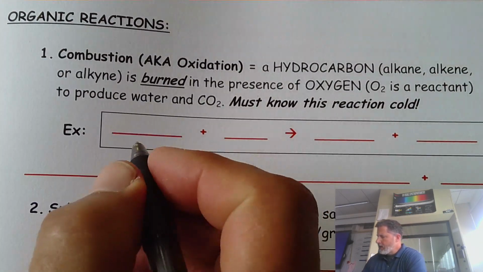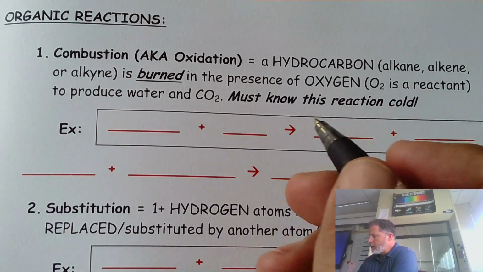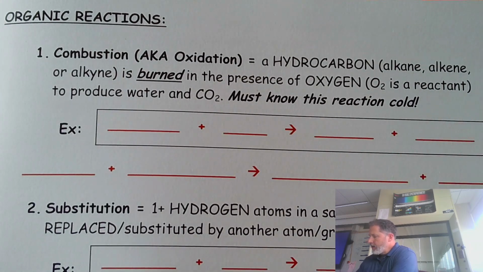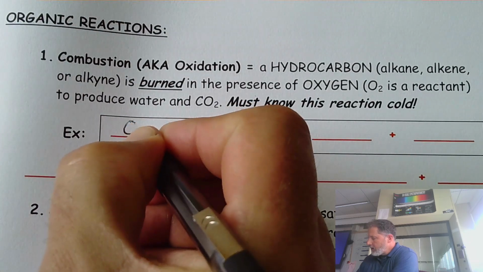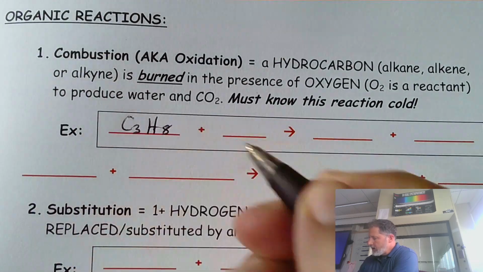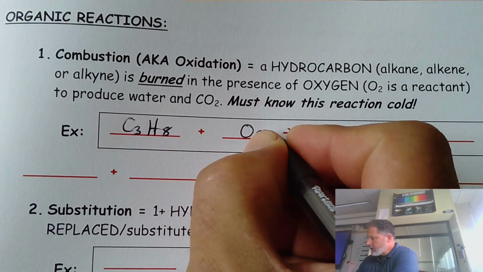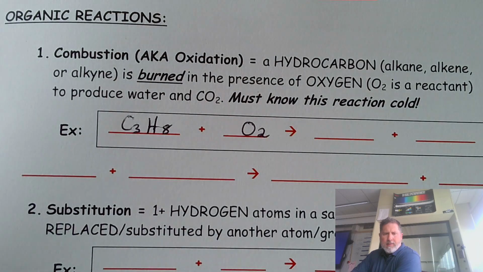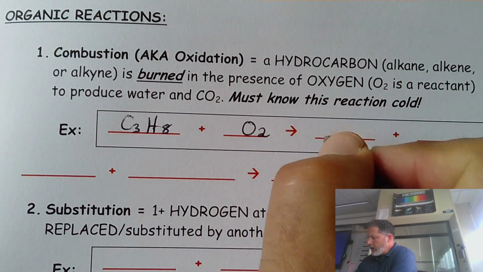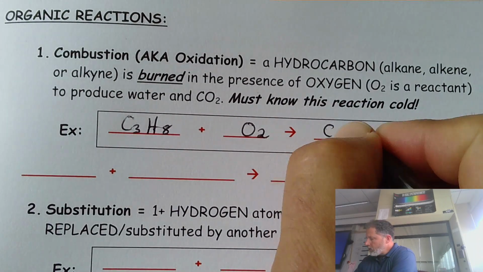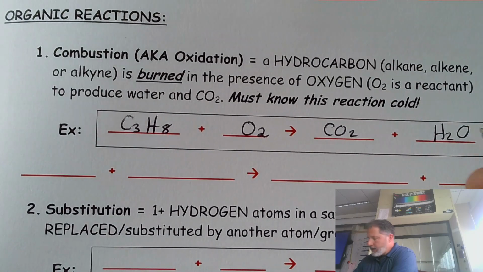Combustion. Combustion, of course, you probably recognize as something when we burn gasoline. It's other things as well, like propane, which is C3H8. And you'll need to know that you need oxygen in that mix. When you burn propane and oxygen, you'll get CO2, which is a greenhouse gas. You'll also get H2O, which is a great thing to get.